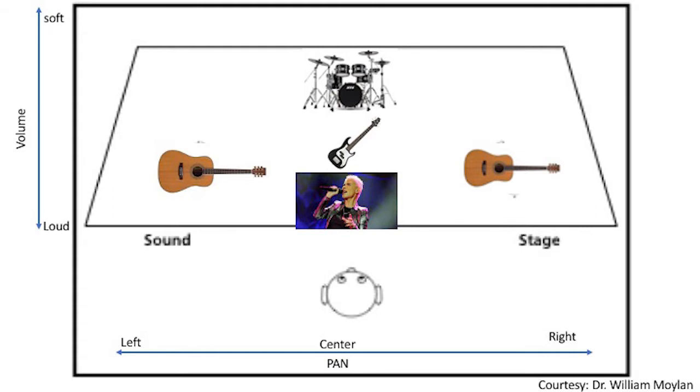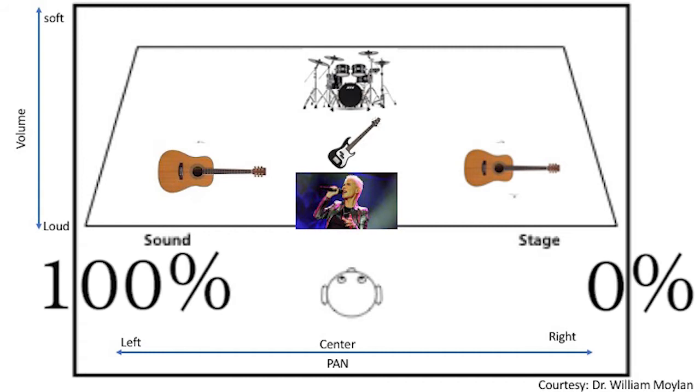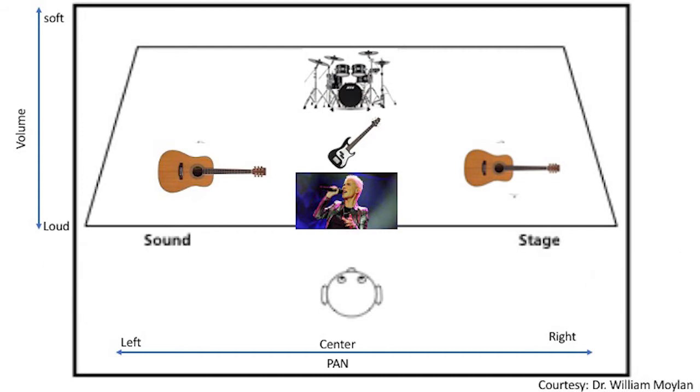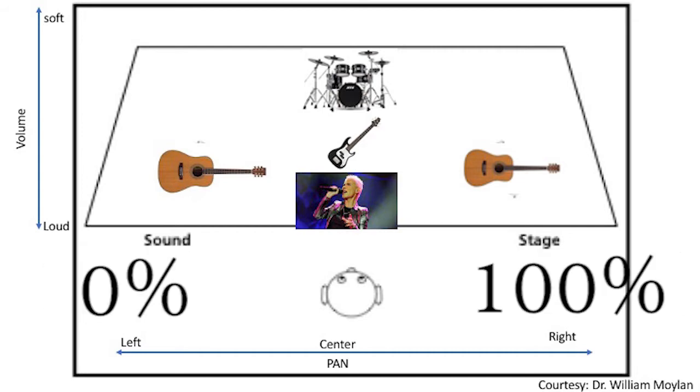Now for panning, we can either move it to the left or to the right. So that really does depend on how much volume is going to go either to the left speaker or to the right speaker. If we wanted the instrument to be all the way over to the left, we would have 100% volume in the left speaker and 0% volume on the right speaker. That would move it to the left. If we want it to be to the right, we would have 100% volume in the right speaker and 0% in the left.